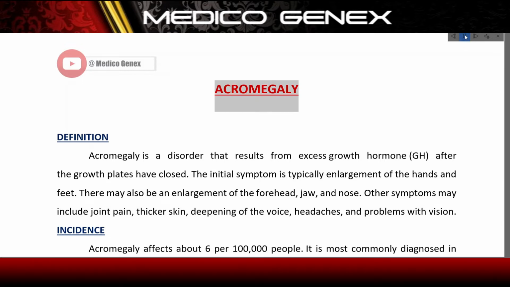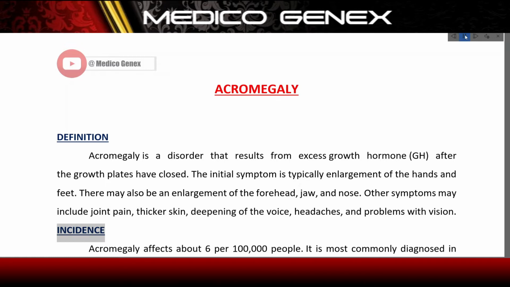Acromegaly. Definition. Acromegaly is a disorder that results from excess growth hormone, GH, after the growth plates have closed. The initial symptom is typically enlargement of the hands and feet. There may also be an enlargement of the forehead, jaw, and nose. Other symptoms may include joint pain, thicker skin, deepening of the voice, headaches, and problems with vision.